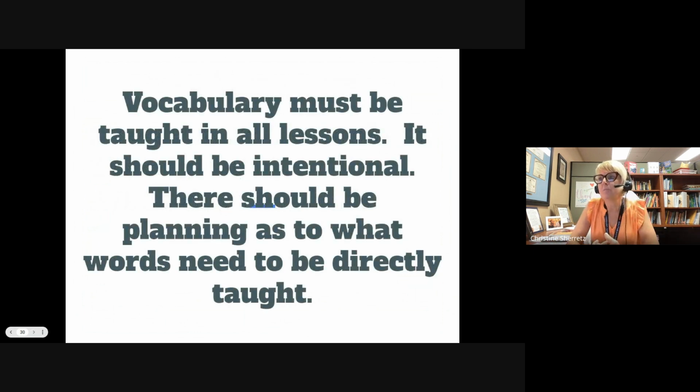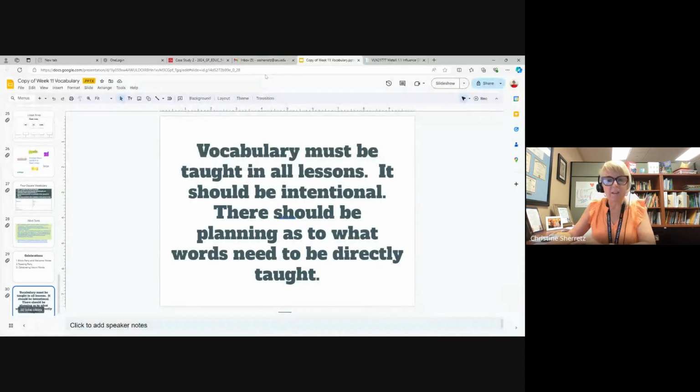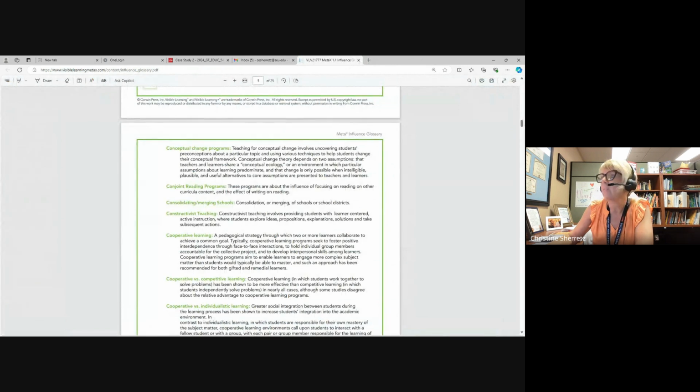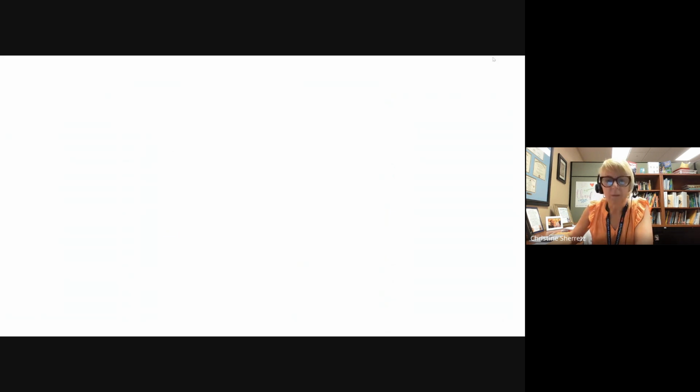So vocabulary should be taught in all your lessons. It should be intentional, and there should be planning on what words need to be directly taught and what words might be implicitly taught. Okay. So that is all I have to say for this week. I know that was kind of fast and furious, but I wanted you to have an idea of how we should teach vocabulary and some strategies. I'm going to stop sharing here.